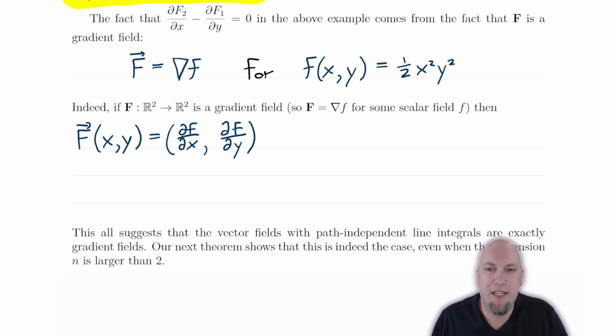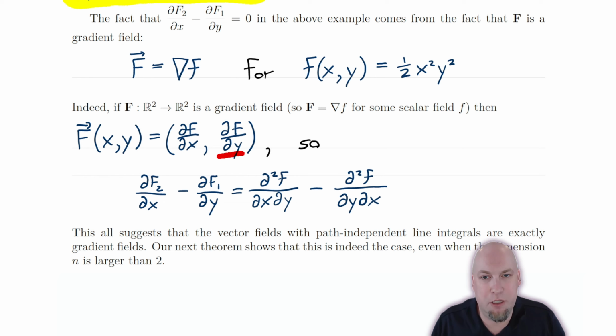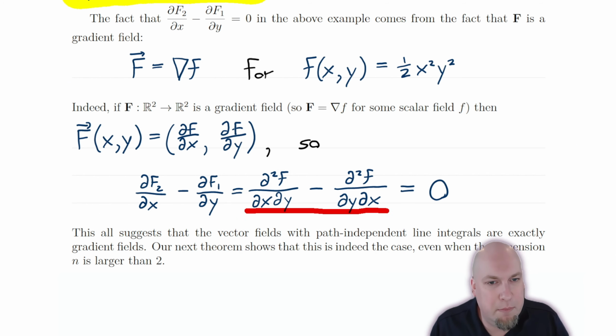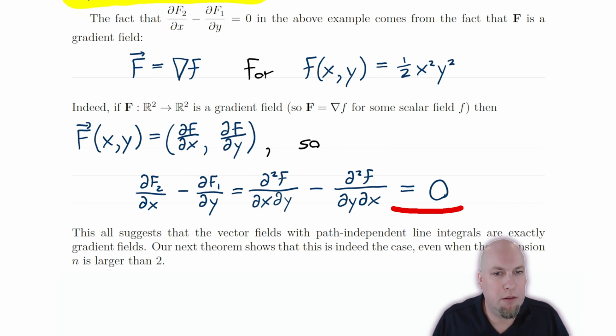If my vector field is the gradient of some scalar field, then what happens when I compute the x partial of f2 and subtract off the y partial of f1? Well, what I'm going to get is the x partial of the y partial minus the y partial of the x partial, which, there was a theorem from multivariable calculus that told us mixed second partial derivatives are equal to each other, so this difference is 0. You need some mild, nice conditions for that to be true. You need these second mixed partial derivatives to be continuous functions, then you're going to have this equality here.